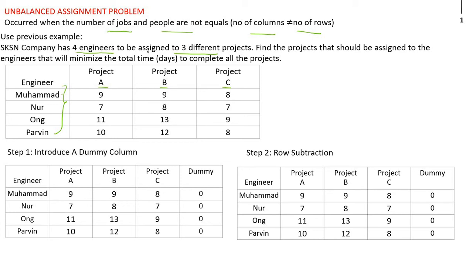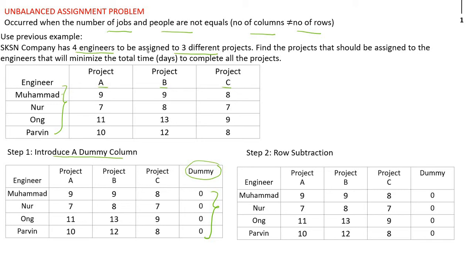introduce a dummy column. This is the dummy column, where all the entries are 0. And then the second step is we do the row subtraction.